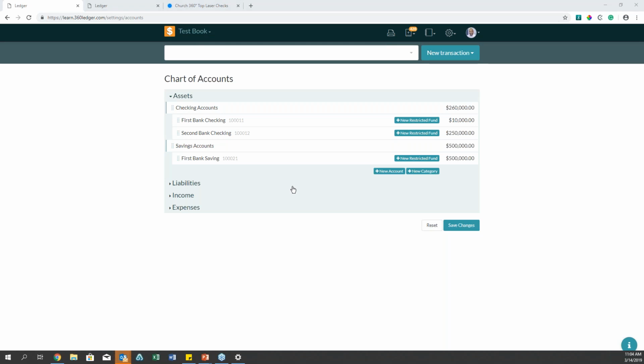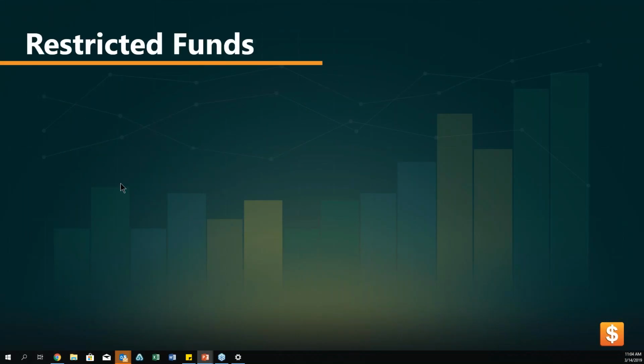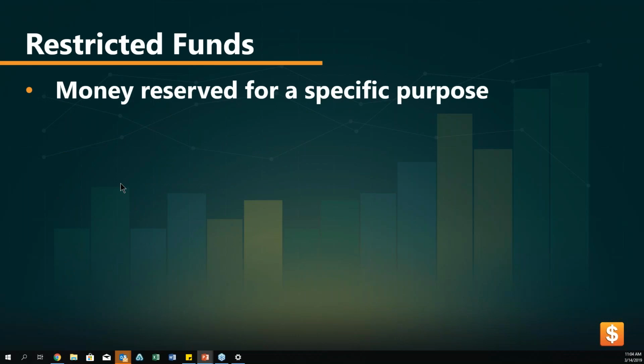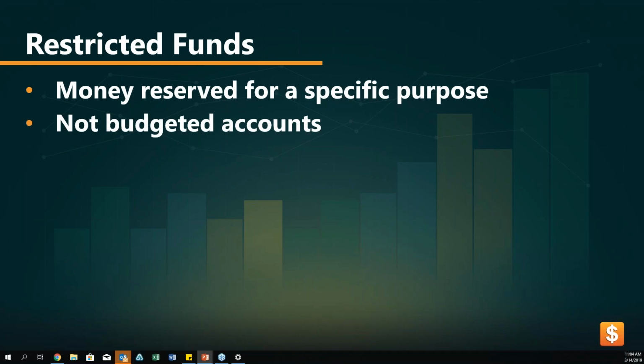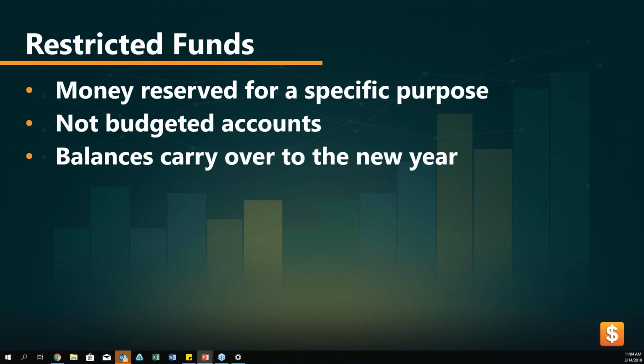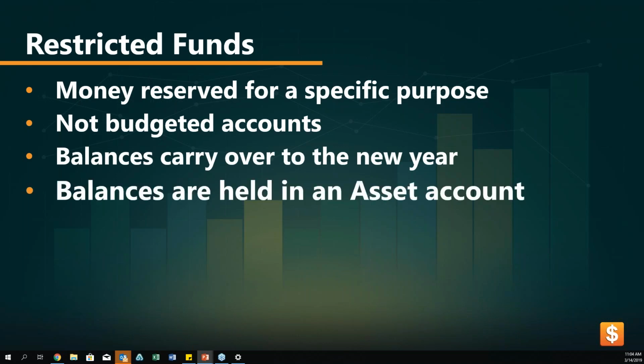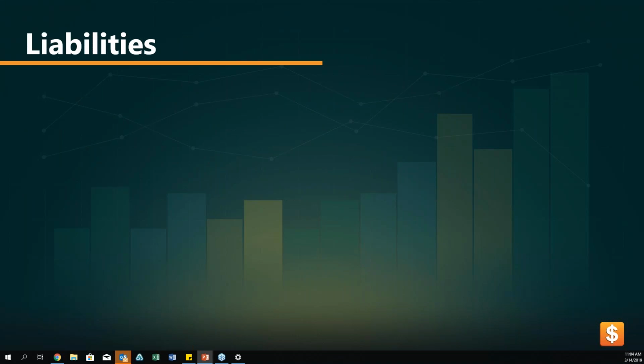So I'm going to Alt tab back to the presentation here. After assets is restricted funds, and restricted funds represent money reserved for a specific purpose. These are not budgeted accounts, so they don't show up on your budget. The balances do carry over from year to year. The balances are held in asset accounts, so that's one difference between Shepherd Staff and some other systems, is that the restricted funds are considered part of the assets instead of being part of the liabilities.